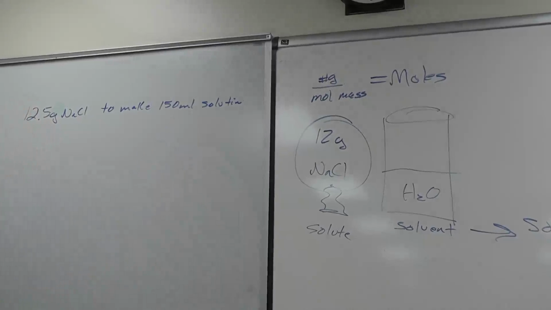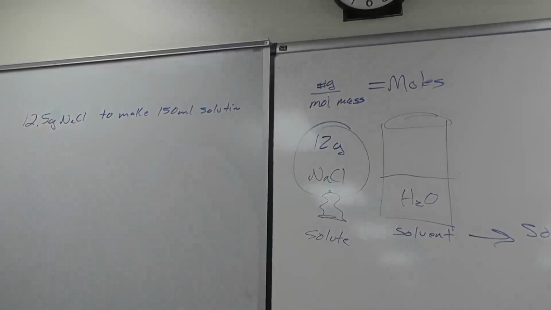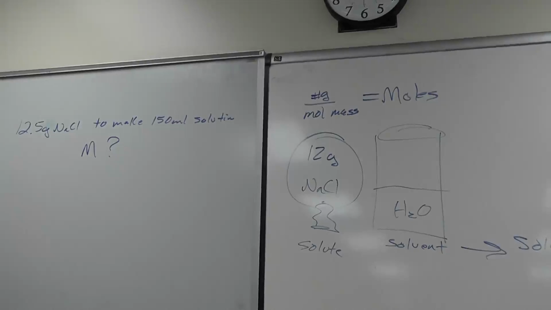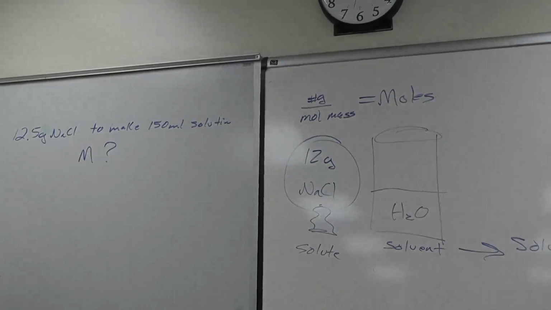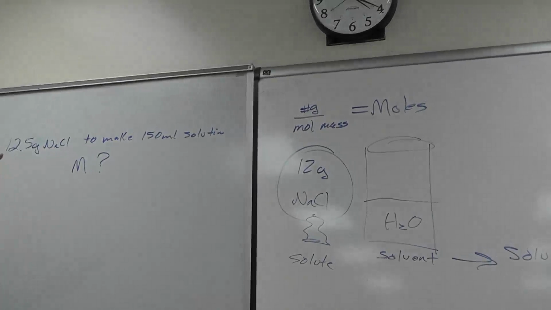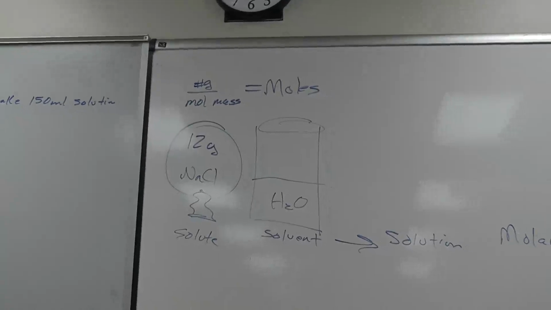Okay? So I take 12.5 grams of sodium chloride, I'm dissolving it in enough water to make 150 milliliters of solution. What is the molarity? Capital M, molarity. Okay? So because I don't have moles given to me, I have to use my modified equation to do this problem. So I'm going to write it down.